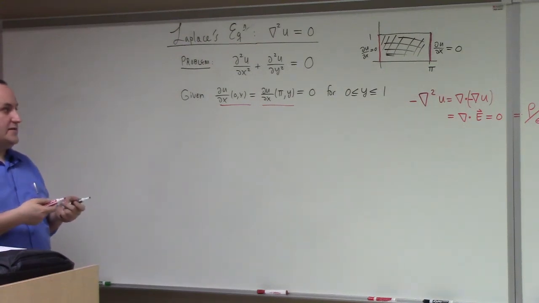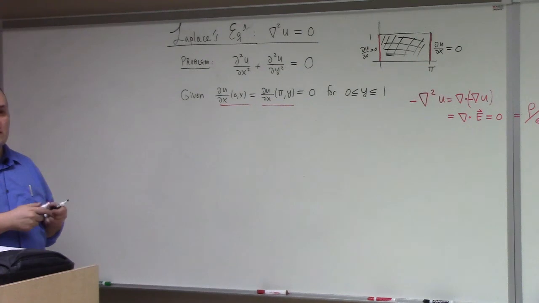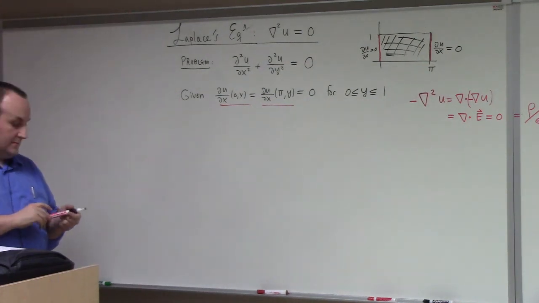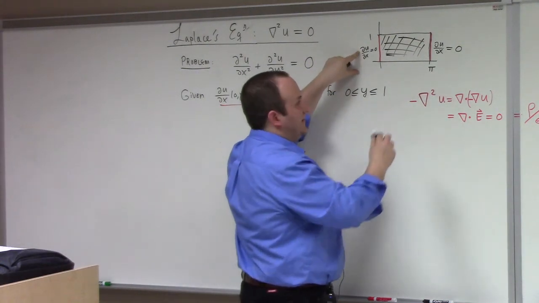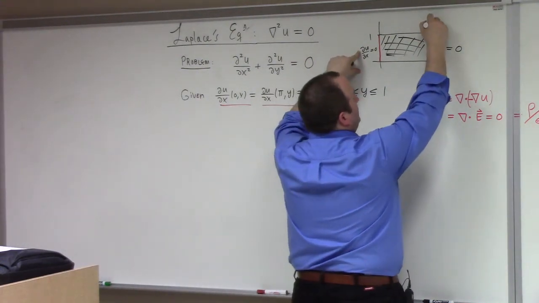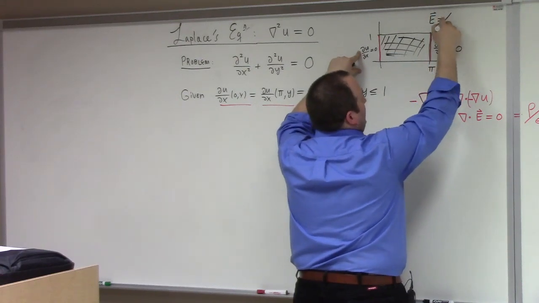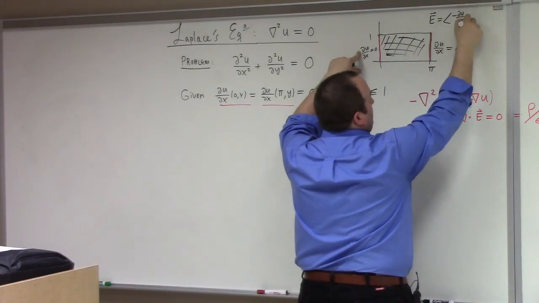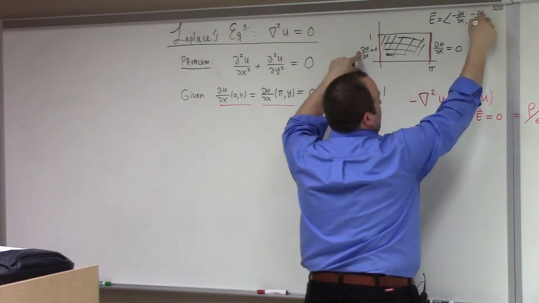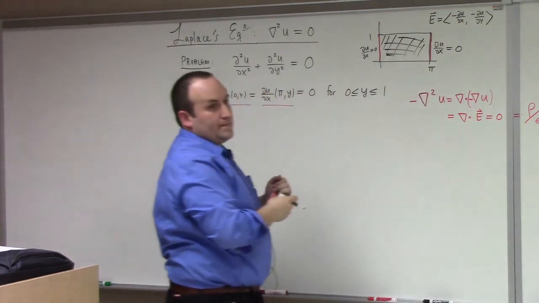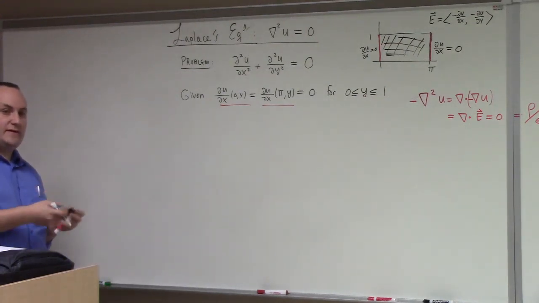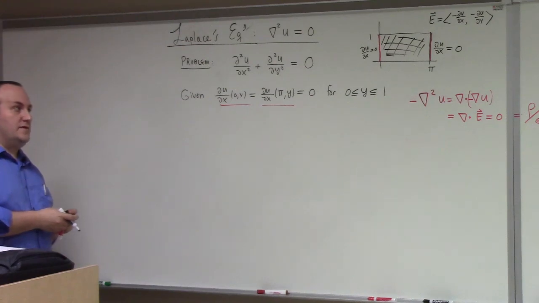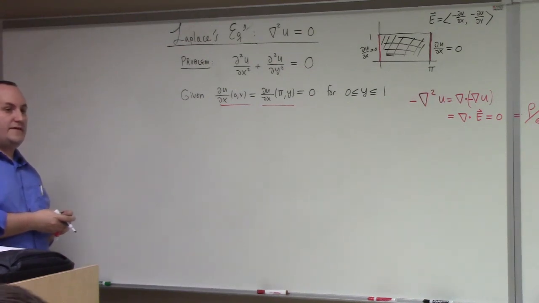What does this boundary condition, partial u partial x equal to 0, mean in terms of electrostatics? What is this in terms of the electric field? So the electric field is what? It's minus partial u partial x, minus partial u partial y. That's what the electric field is, minus the gradient of the voltage function. So when I say partial u partial x is 0 on the edges, what am I saying about the electric field?